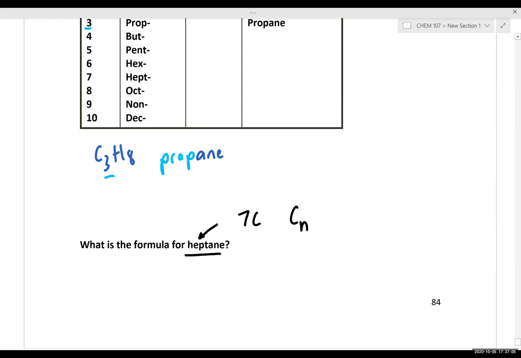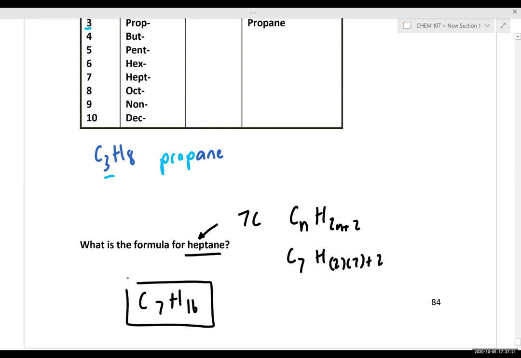So if we have the formula CnH2n plus 2, we have C7H2 times 7 plus 2, that would give us C7H16. Why do we need the 2 times 7 plus 2? Is that the formula?